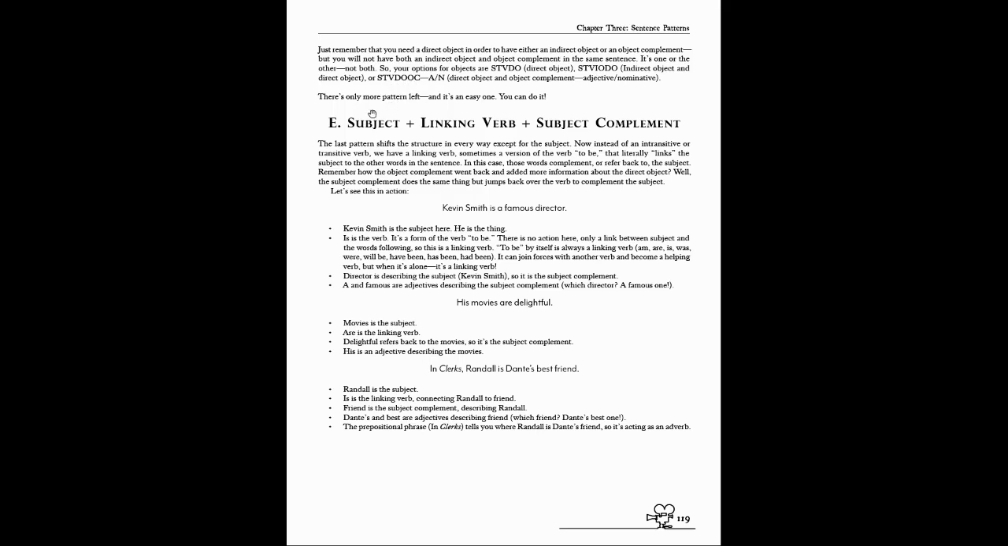But there's only one pattern left, and it's an easy one. It is the subject linking verb subject complement, the SLVSC. So what you are looking at here is when you have a subject and then a to be verb, right? A linking verb. So Kevin Smith is what? Director. So the director here is telling me more about Kevin Smith. It is going back and complementing the subject, just like the object complement went back and complemented the object. Subject complement does the same thing.